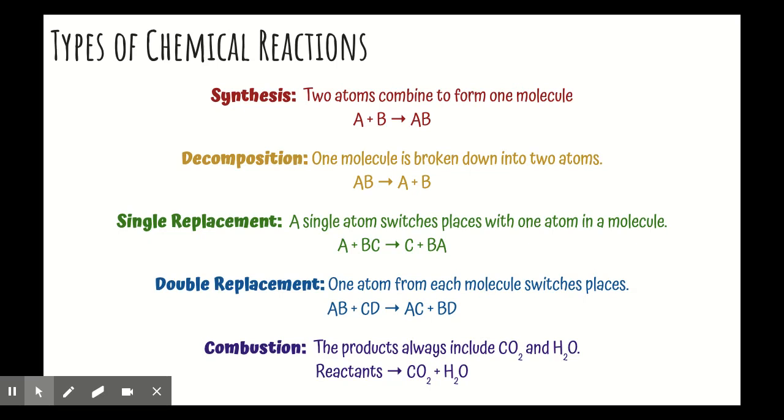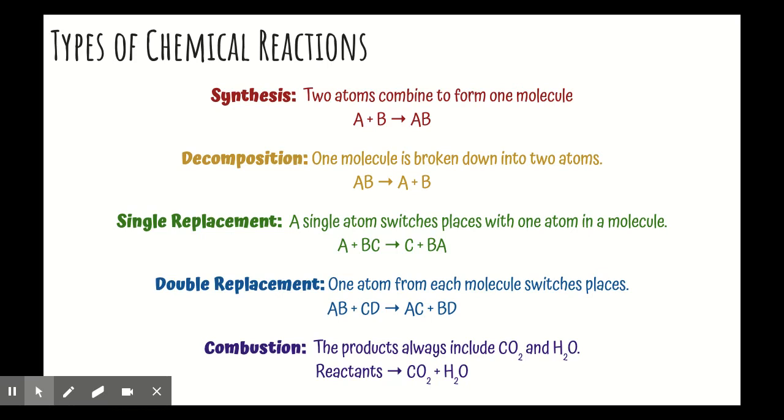So then the double replacement reaction is kind of exactly what it sounds like. So one atom from each molecule is going to switch places. So here in this example, we have an AB molecule plus a CD molecule is going to yield an AC molecule plus a BD molecule. So you had the C and the B switched places.